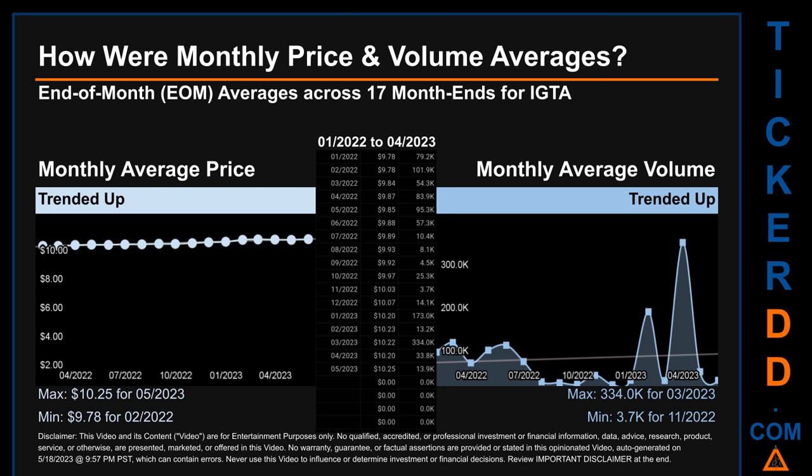The maximum end of month average price was $10.25 for 05-2023, while the minimum was $9.78 for 02-2022. Looking at volume, 03-2023 and 11-2020 respectively saw the highest and lowest monthly average volume at 334,000 and 3.7 thousand.